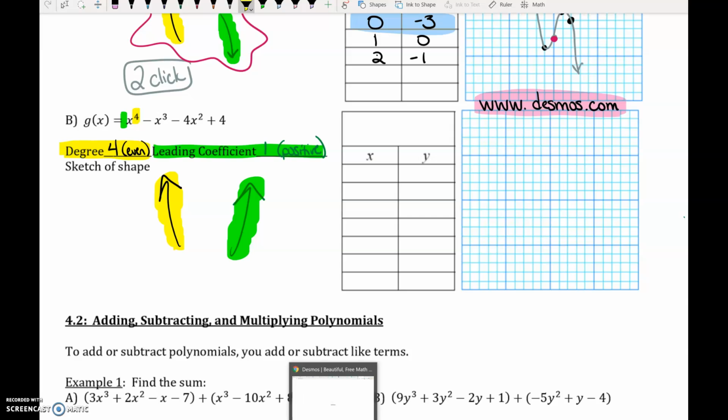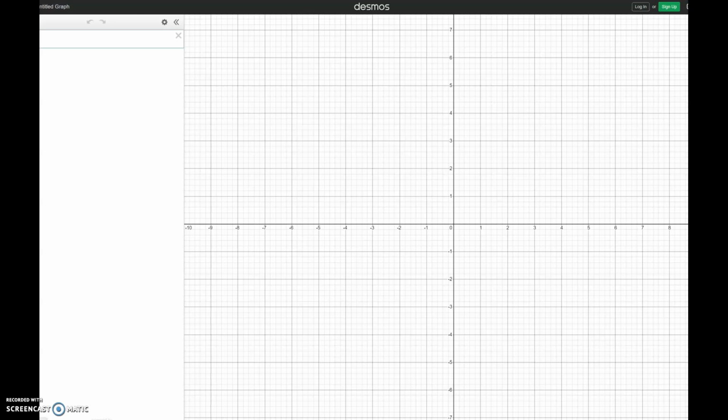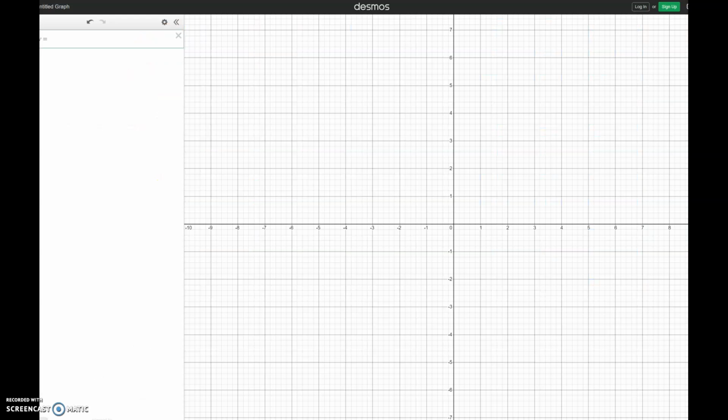If we go to desmos.com, it looks like this the first time you go there, and you click the button Graphing Calculator. And then here you can type in y equals or f of x equals or whatever, and then you can type in what our equation says it is. So it is x to the 4th minus x to the 3rd.